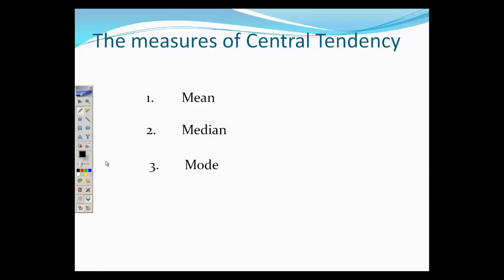The 3 measures of central tendency actually are the mean, median, and mode. The 3 M's, what we just talked about. That may be on the quiz, knowing which ones are the central tendency measures.